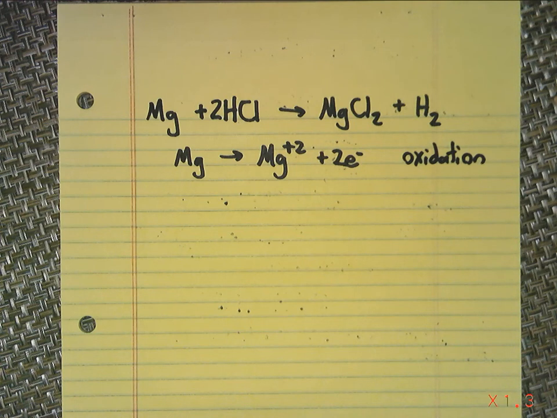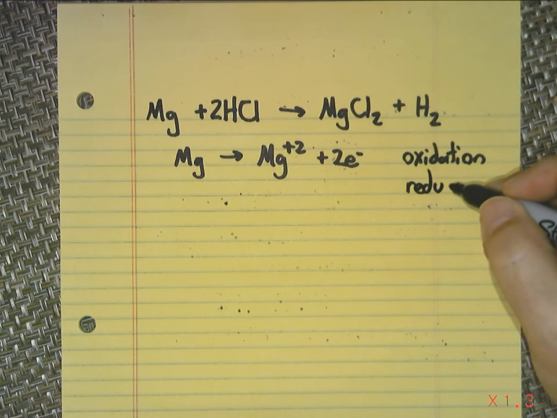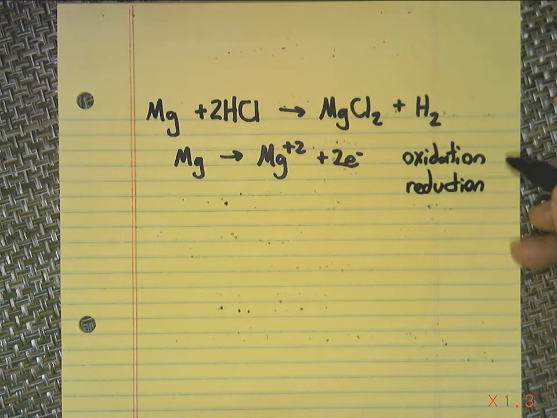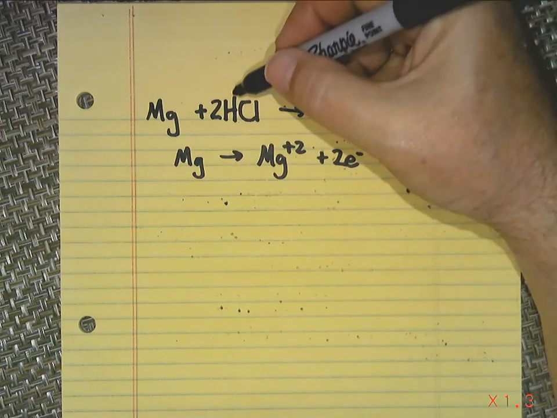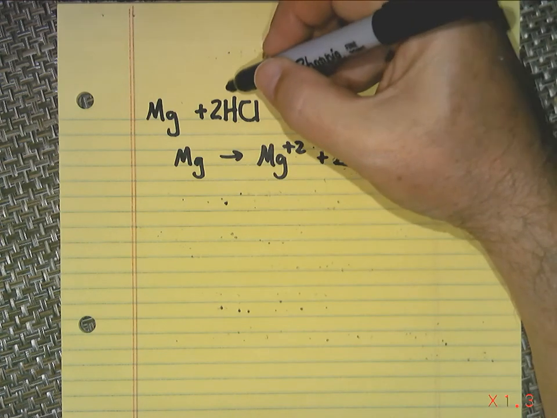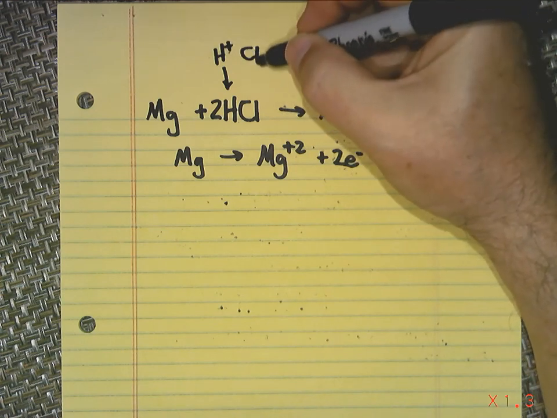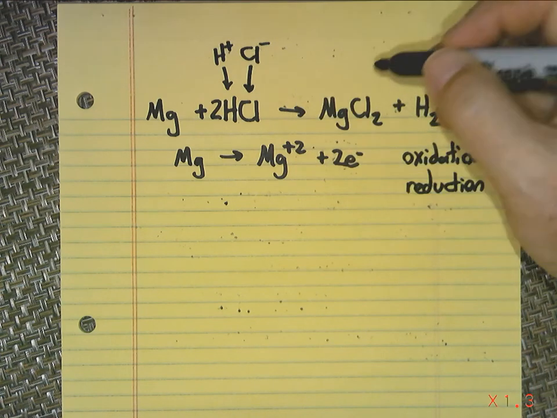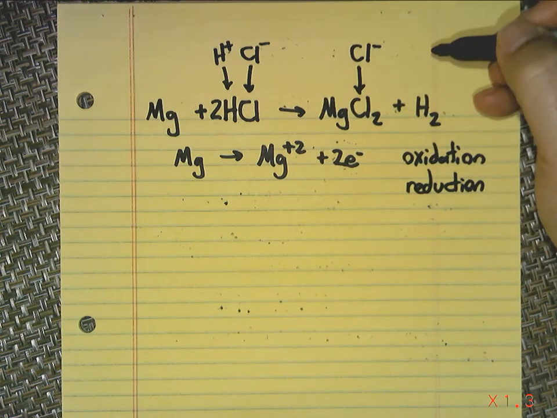Now where's the reduction in this reaction? Because in a redox reaction you always have both oxidation and reductions happening. So let's see if we can write the reduction reaction here. Well, if I look at this compound here, it's got a hydrogen ion and a chloride ion in there. And if I look at this compound, it's got a chloride ion over here.